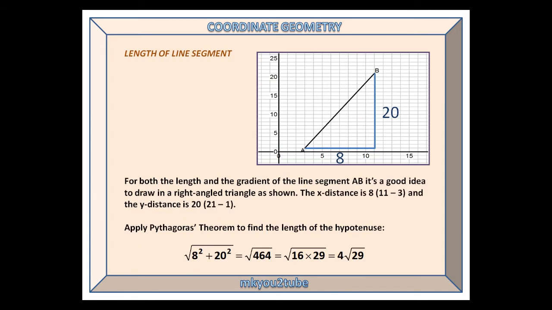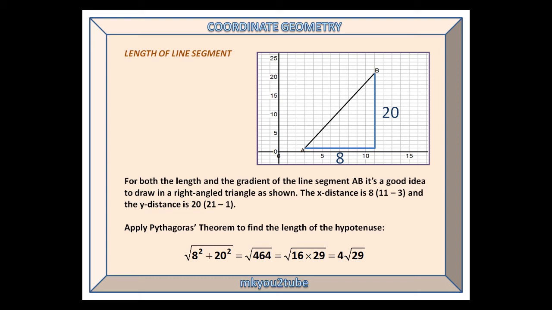Finding the length of the line segment. For both the length and the gradient of the line segment AB, it's a good idea to draw in a right-angled triangle, as shown. The x distance is 8, which is 11 take away 3, and the y distance is 20, which is 21 take away 1. Apply Pythagoras' theorem to find the length of the hypotenuse. 8 squared is 64, 20 squared is 400. 64 plus 400 is 464, which is 16 times 29, meaning that we can simplify to 4 root 29.